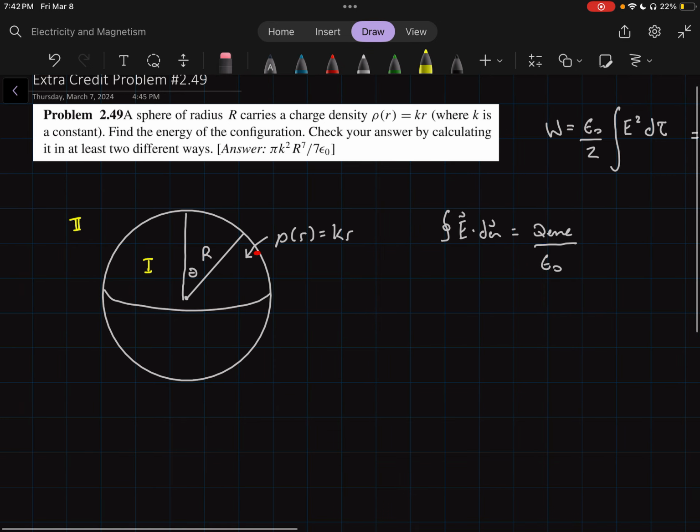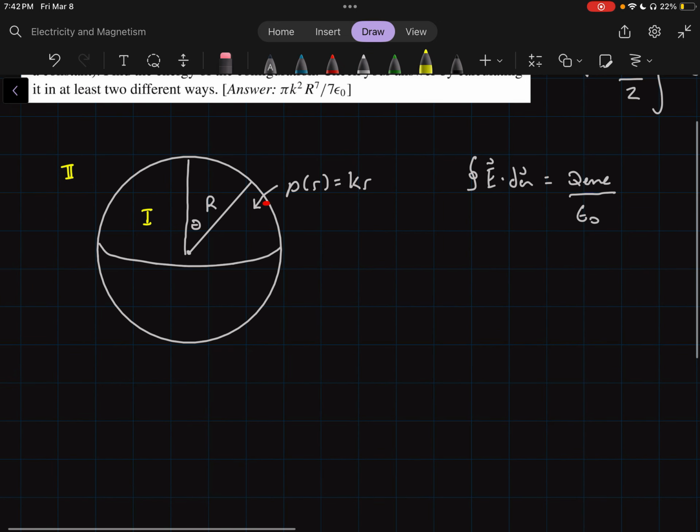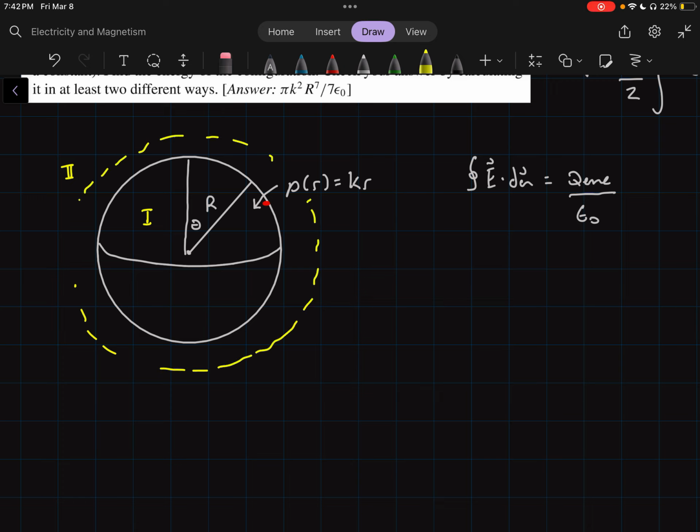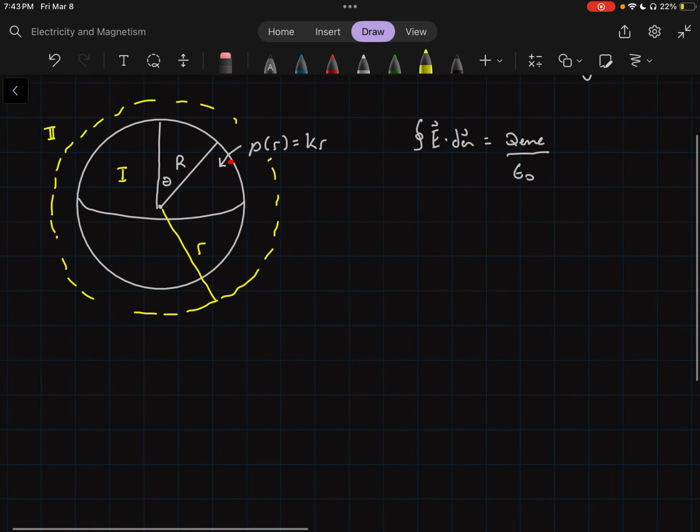Now, regardless of where you draw your Gaussian surface, whether it's on the outside here or on the inside, either way, you can just say that the radius is little r. So for both region 1 and region 2, the left-hand side of Gauss's law is going to be the same.